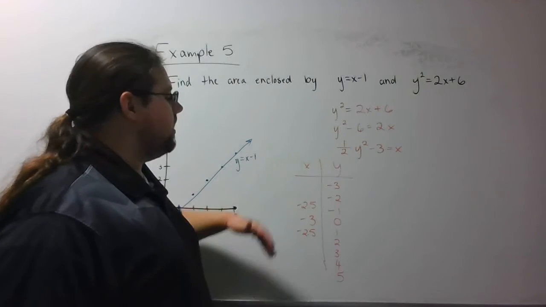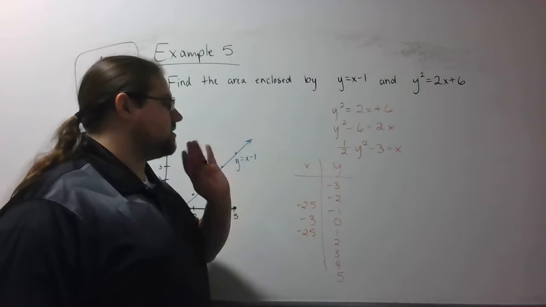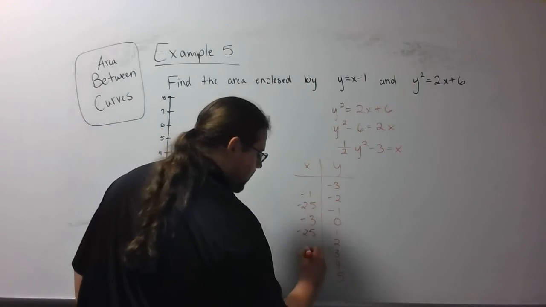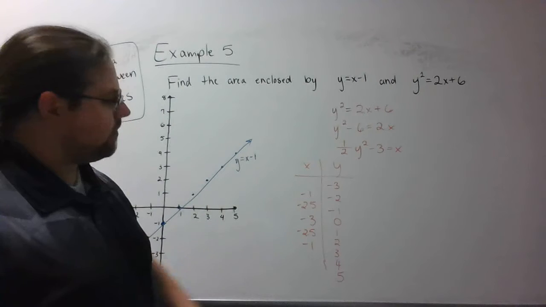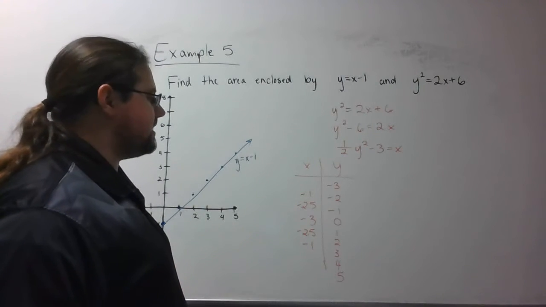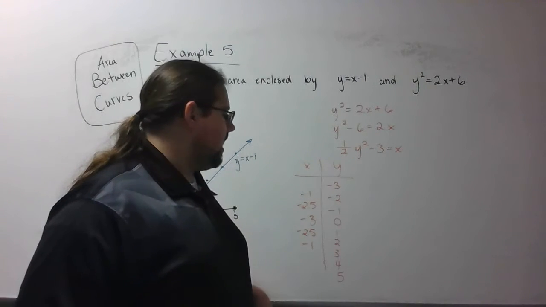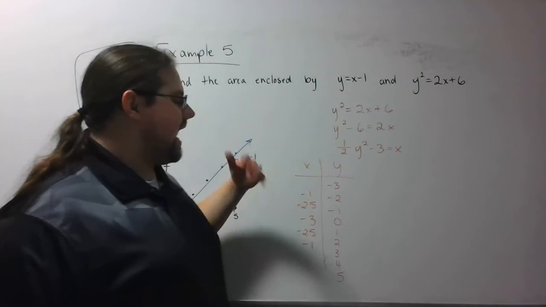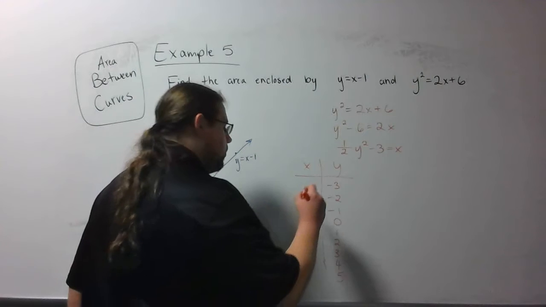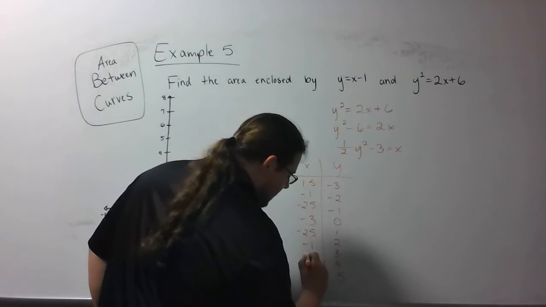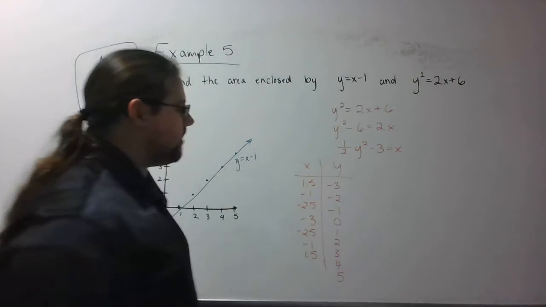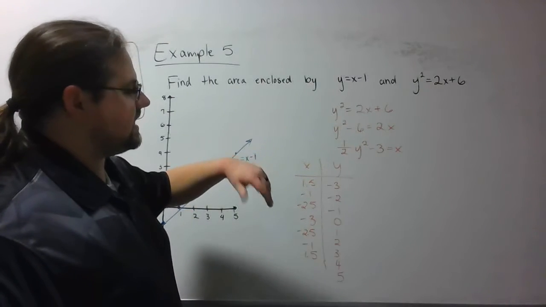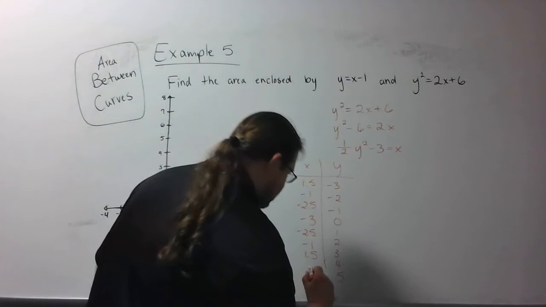Let me keep going. So I'm going to plug in 2. 2 squared is 4. Half of 4 is 2. Minus 3 makes negative 1. You're going to get that both for negative 2 and positive 2. I'll plug in 3 and see what happens. If I plug in 3, 3 squared is 9. Half of 9 is 4.5. Minus 3 makes 1.5. Plug in 4, you get 4 squared, which is 16. Half of 16 is 8. 8 minus 3 is 5.